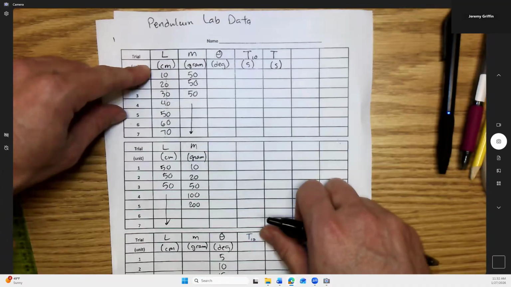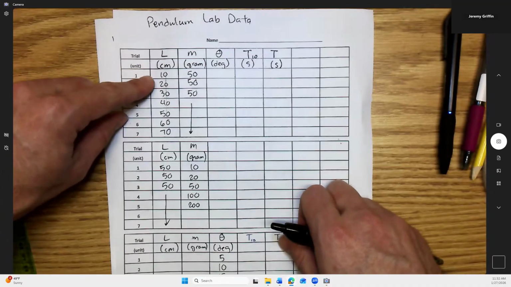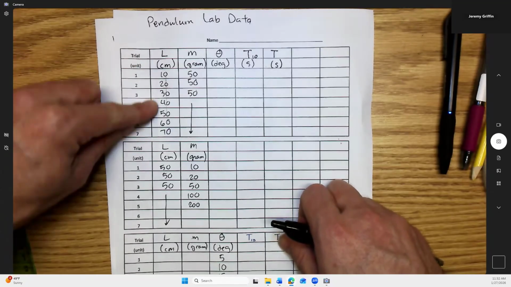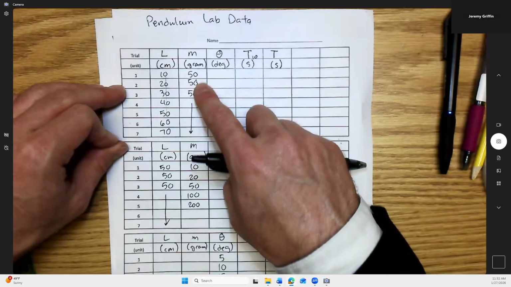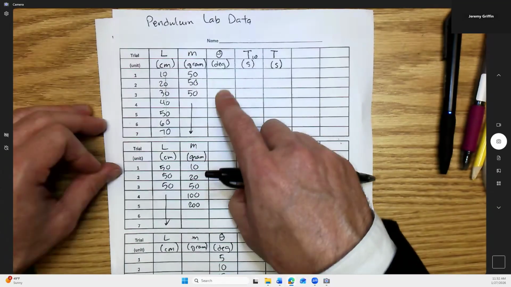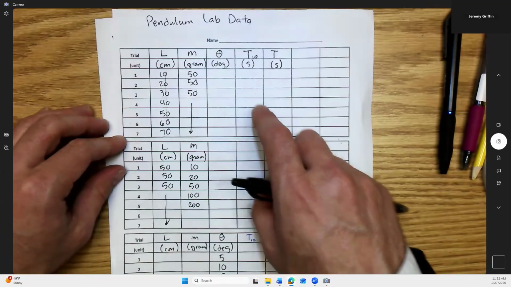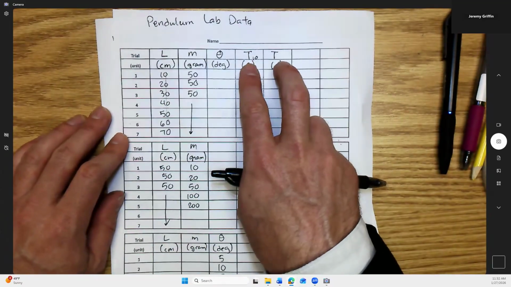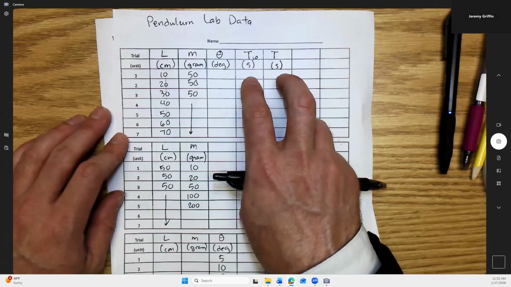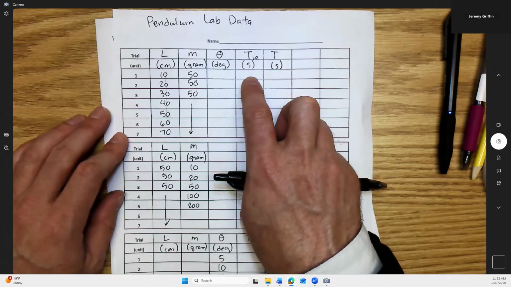Okay, so in this table here, maybe I was treating the length as the independent variable. Now, if I was doing that, then the mass and the angle would have been controlled. So maybe 50 grams all the way down and like 30 degrees all the way down, for example. Well, why do I have two different time columns? Times of 10, times of 1. Because what was that about? Just to see like how much it is.